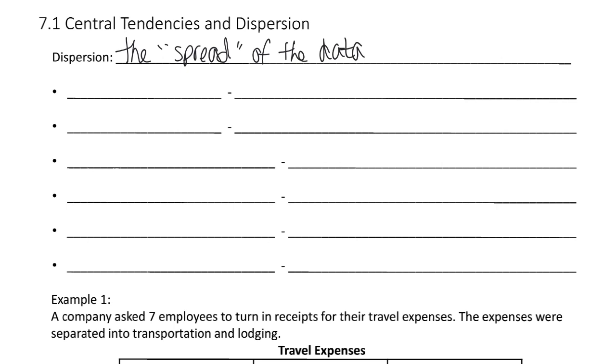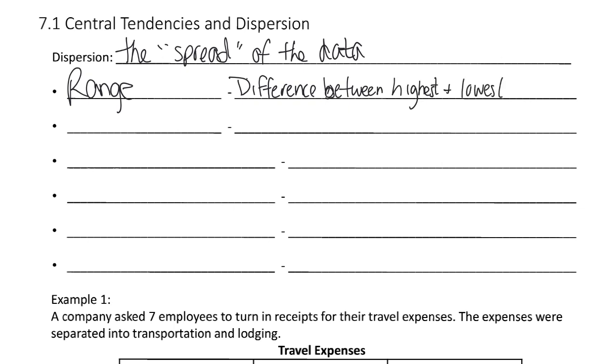And with that, we have range, which we know. It's the difference between the largest and the smallest. Difference between the highest and the lowest number. Highest and lowest number. Okay, I'm doing some shorthand here, sorry.